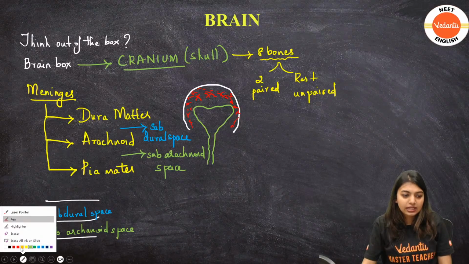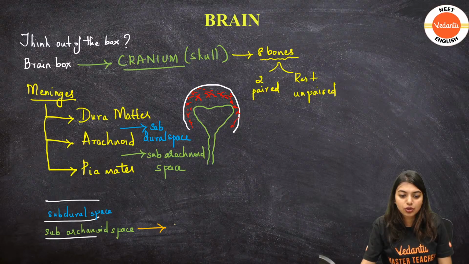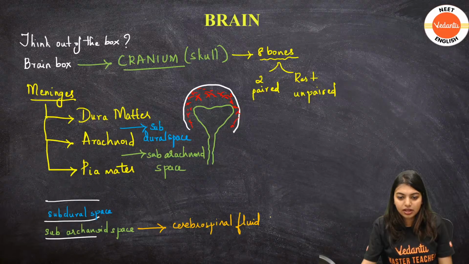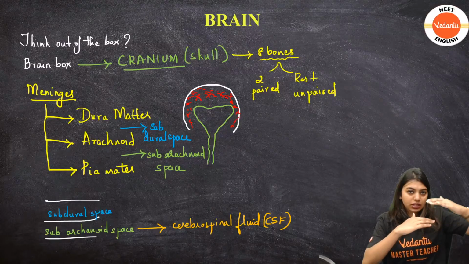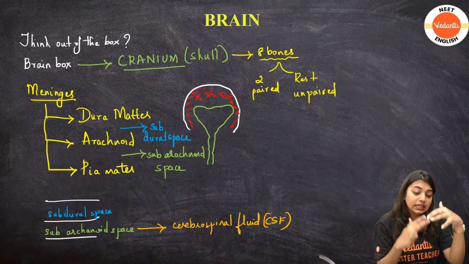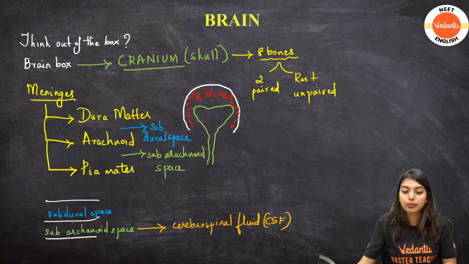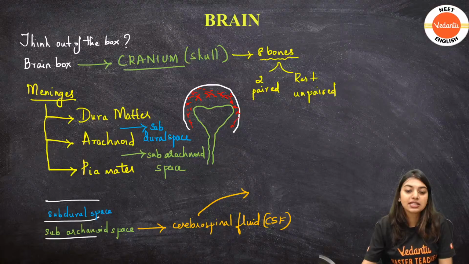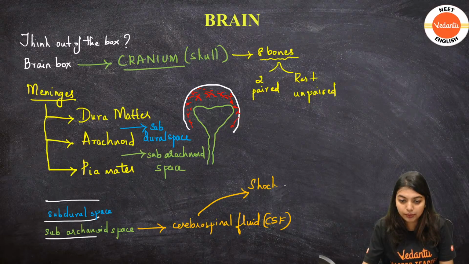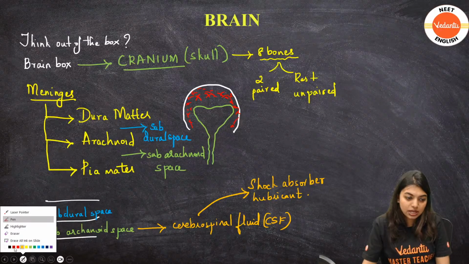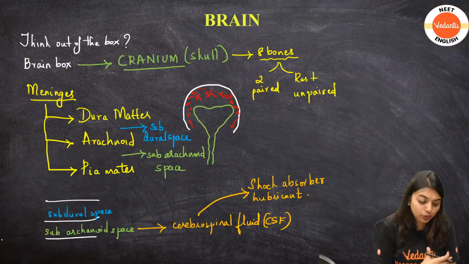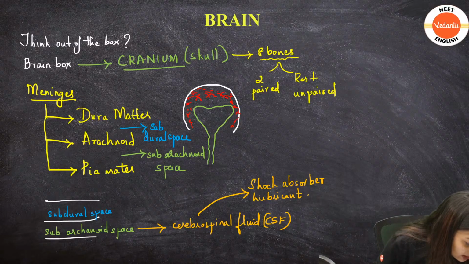Now, very important thing: this subarachnoid space has your cerebrospinal fluid, CSF. So you understood, 3 meninges are there: dura mater, arachnoid, pia mater. In between are spaces, and one of them, the subarachnoid space, has cerebrospinal fluid. Now all of you have heard about the cerebrospinal fluid. It acts like a shock absorber. It also acts like a lubricant. So these are its jobs. You would have learned about it many times in different classes.